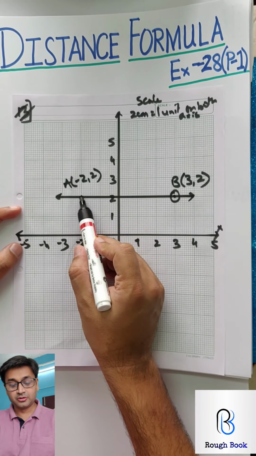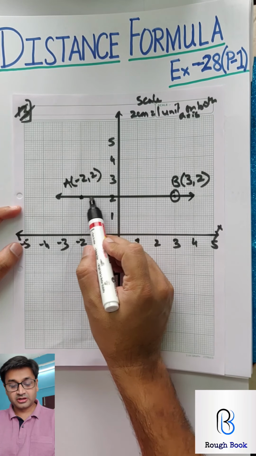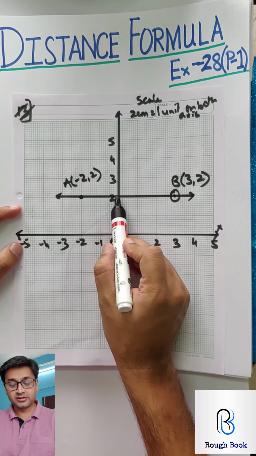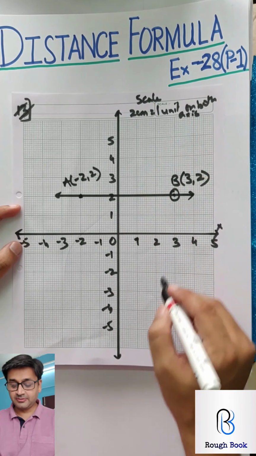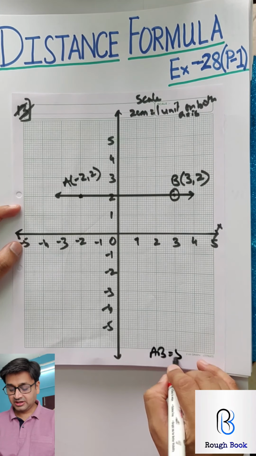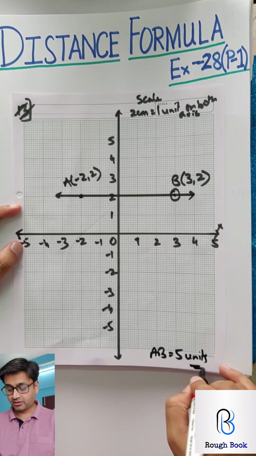So starting from here, 0. This is going to be the first one because this is one distance. So 1, 2, 3, 4 and 5. So it was simple. So distance of AB is equal to 5 units. We know that already, right?